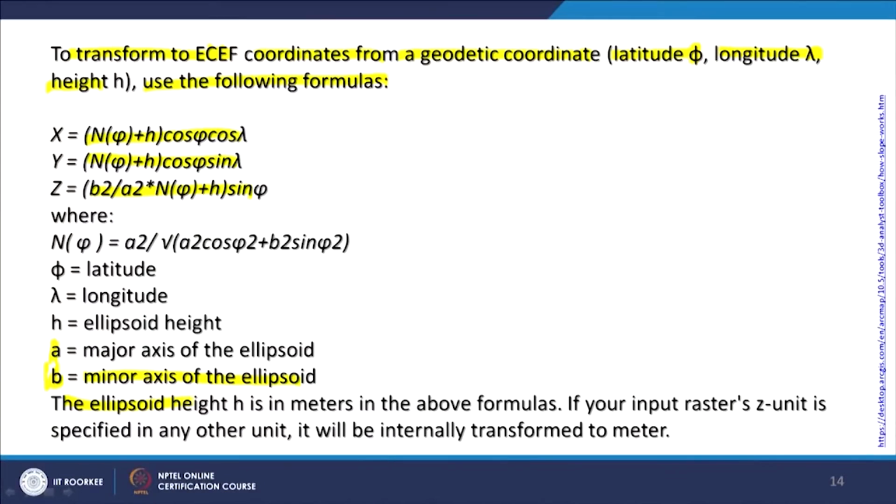The ellipsoidal height h is in meters. Through the above formula, your input raster's z unit is specified. If it is in any other unit, it is internally transformed to meters, because it has to be converted, and only then can you do the calculation.